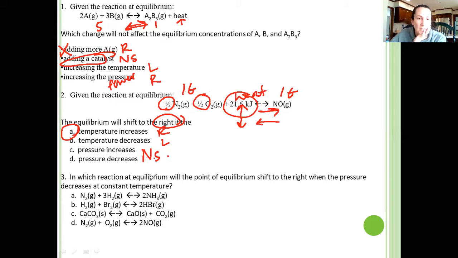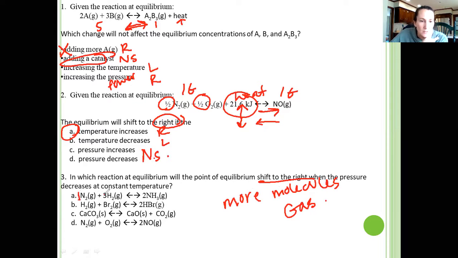Okay. In which reaction will the point of equilibrium shift to the right when pressure decreases? When pressure decreases, it shifts to the side with more molecules of a gas. So since we're shifting to the right, that means there's more molecules on the right. So I'm just going to go through and count. So 1 plus 3 is 4. 4 gases on the left, 2 gases on the right. So this would be a left shift.